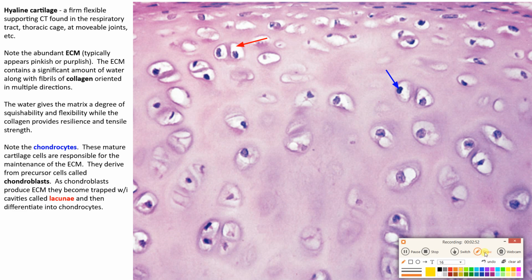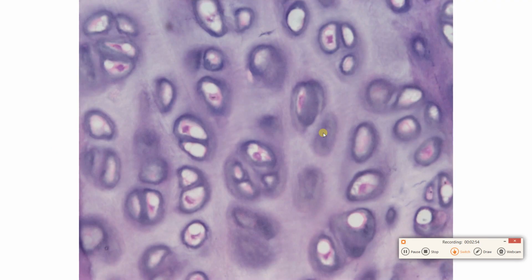Let's take another look at another picture. There's some more hyaline cartilage. Can you find matrix? Can you find chondrocytes? Can you find lacunae? So find those three things and then keep on going. Pause if you need to.